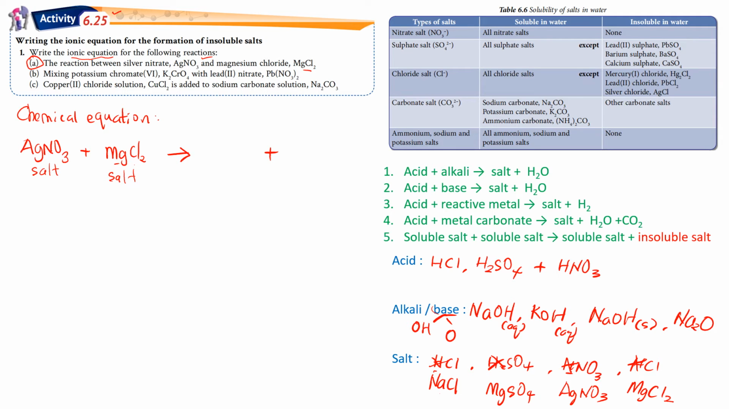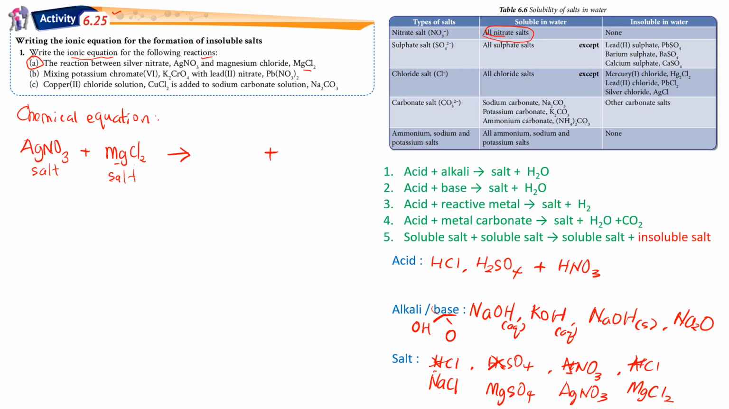Silver nitrate is a soluble salt. Why? Because all nitrates are soluble. Magnesium chloride is also a soluble salt, because all chlorides are soluble except mercury, lead(II), and silver chloride. So we have a soluble salt and a soluble salt.